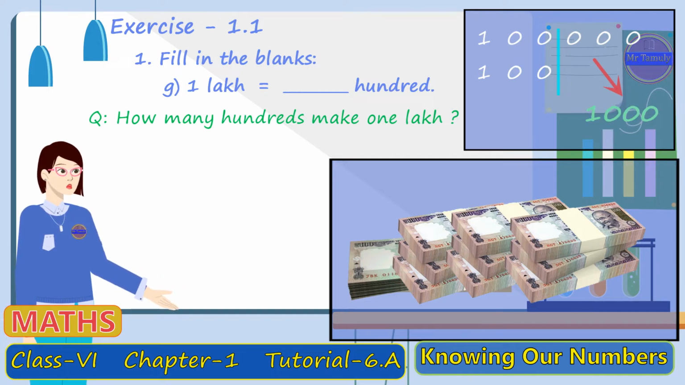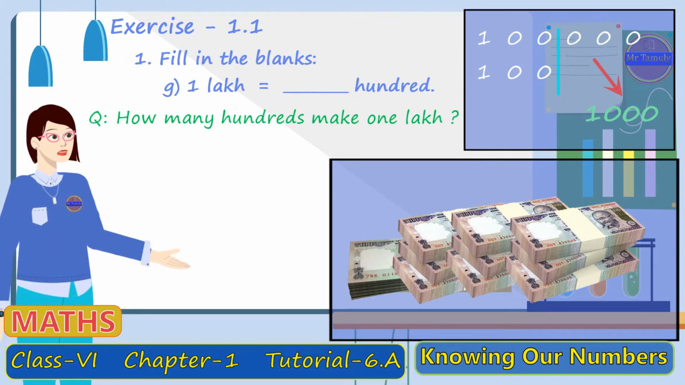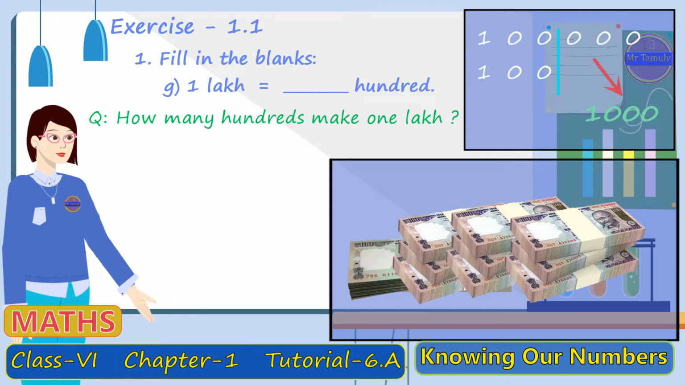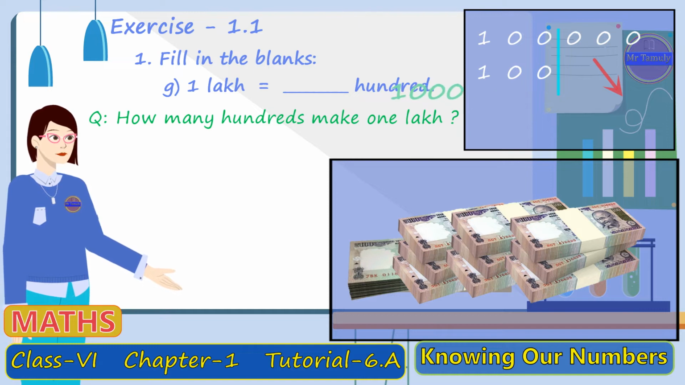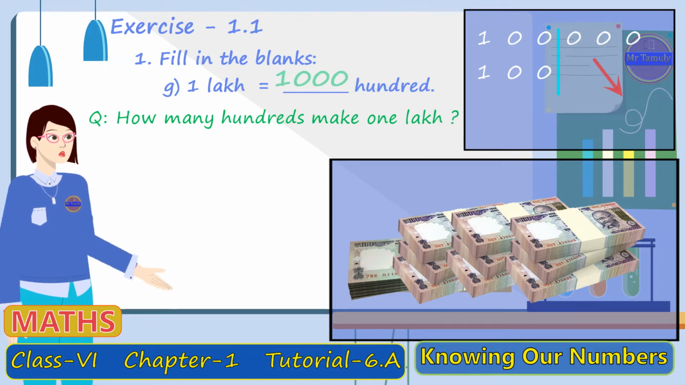1 and 3 zeros, which is 1000. So by applying the procedure of comparing the number of zeros, we have arrived at the answer that 1000 hundreds make 1 lakh. Let's verify our answer with the 1 lakh rupees that we have at our disposal.